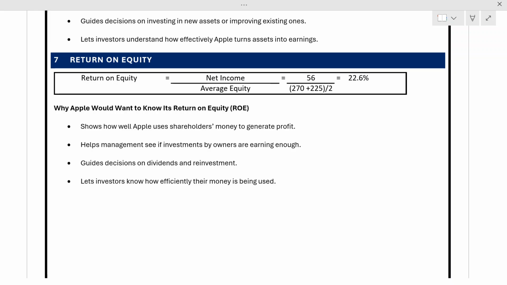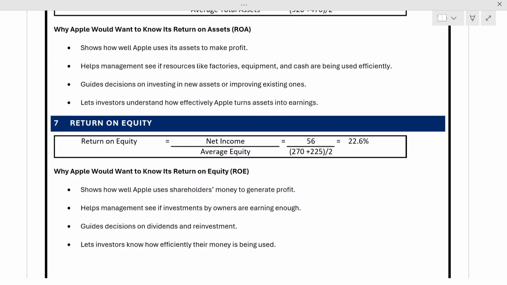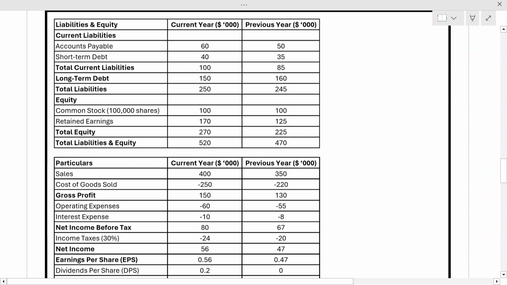Now, let's try to understand the return on equity for a company. So basically, return on equity simply shows how much net income we have generated for the equity shareholders of the company. So if we go above and see the P&L here.